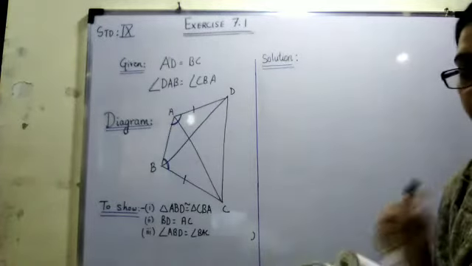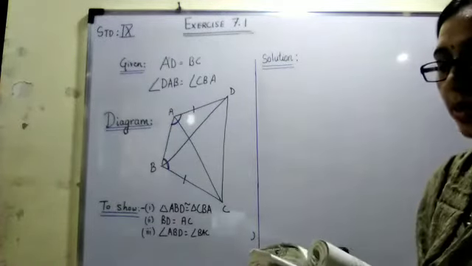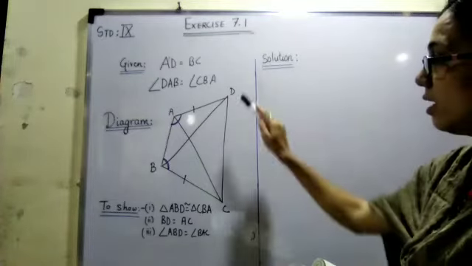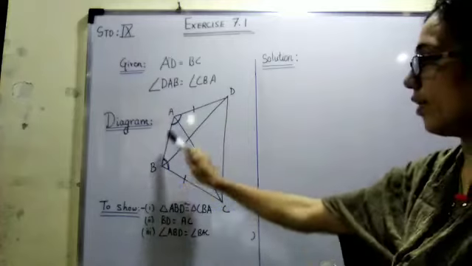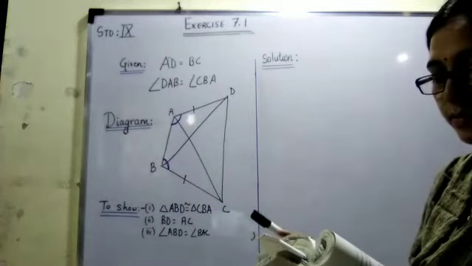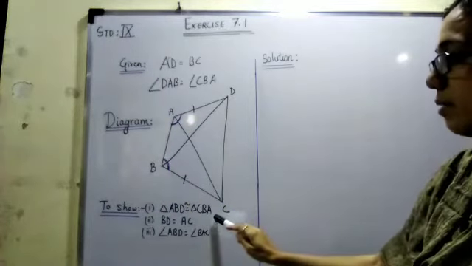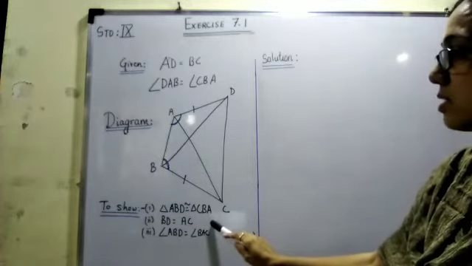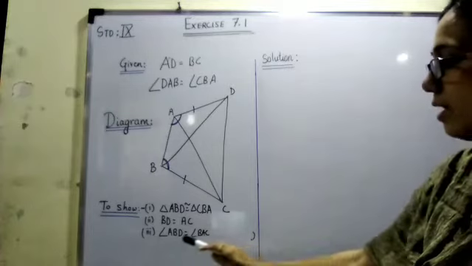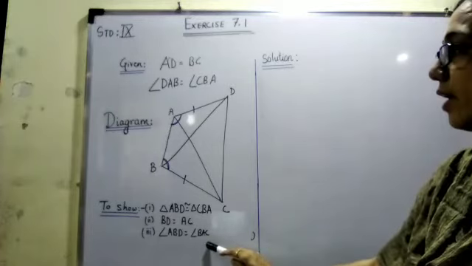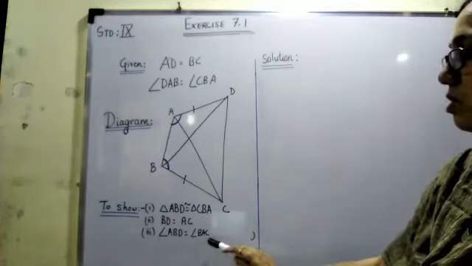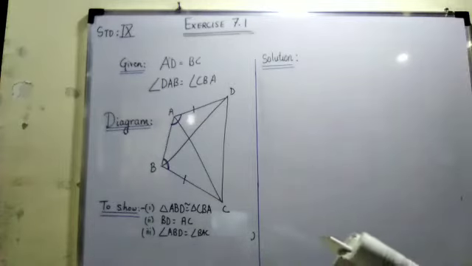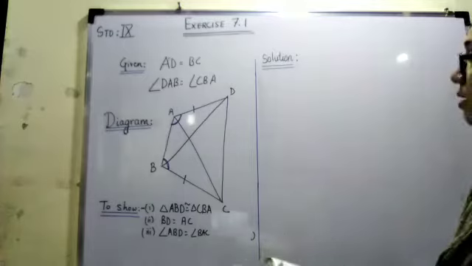Now the second problem. ABCD is a quadrilateral in which AD is equal to BC. Angle DAB is congruent to angle ABC. This is given. You have to prove that triangle ABD is congruent to triangle CBA, BD is equal to AC, and angle ABD is equal to angle BAC. So this we have to prove. So let us start proving it.